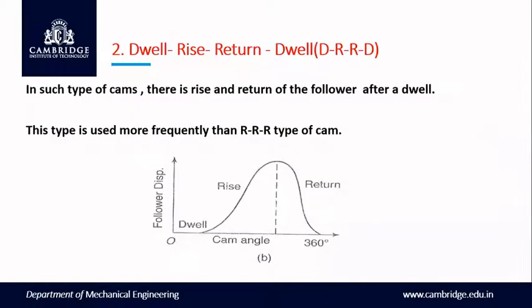Whereas for dwell-rise-return-dwell, in the displacement diagram we can see at the beginning we have dwell, and after a certain amount of cam rotation, a rise is accomplished, followed by return and followed by dwell. So in such types of cams, there will be rise and return of the follower after dwell. This type is frequently used rather than the previous type of cam.